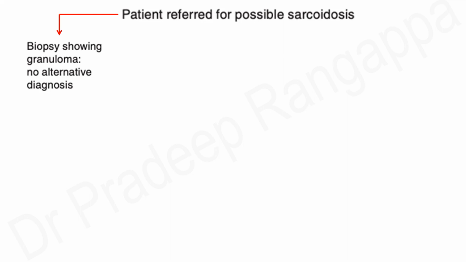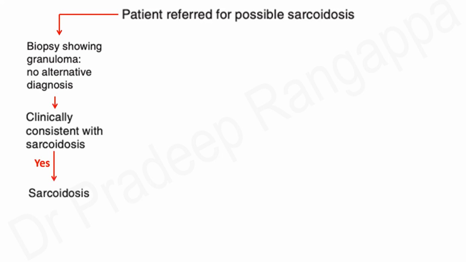Or if you have a skin lesion or an eye granuloma, that would be the easiest to pick up granuloma. But our patient did not have skin manifestations, neither did she have eye involvement. So bone marrow was done to evaluate for lymphopenia and PUO workup, and that's picked up. So biopsy shows granuloma and there is no alternative diagnosis. And if it's clinically consistent with sarcoidosis, you make a diagnosis of sarcoid. So that is the easiest way.